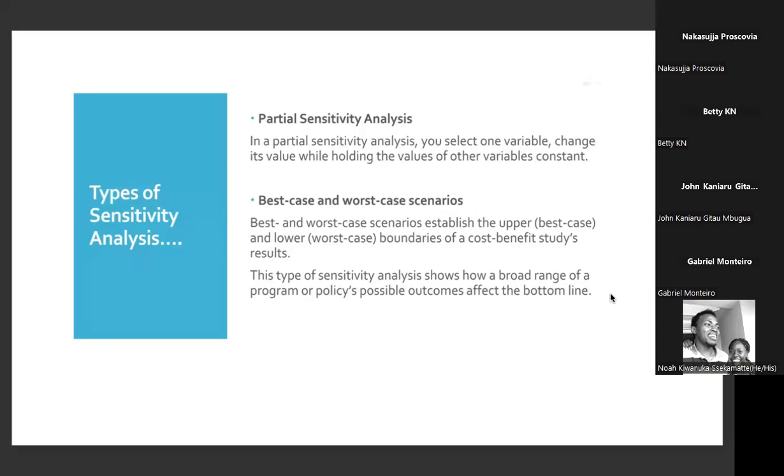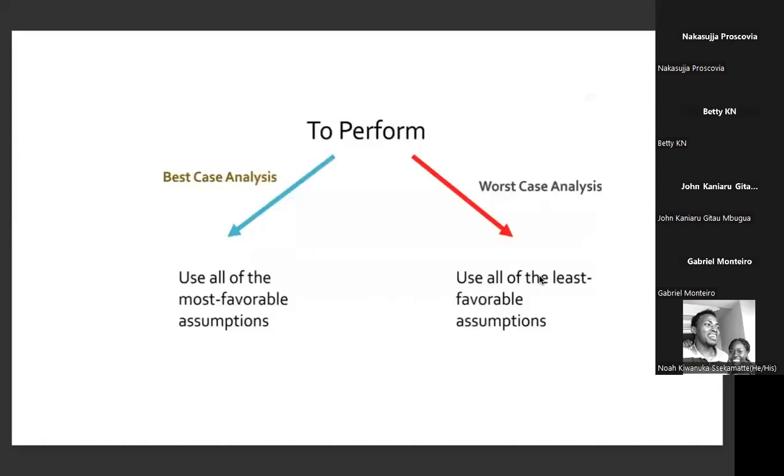This type of sensitivity analysis shows how a broad range of a program's or policy's possible outcomes affect the bottom line. You can have different sets of parameters that give you different outputs of different magnitudes. Then you choose which parameter works best for that particular scenario. Finally, to perform best case analysis, you use all the most favorable assumptions. For the worst case analysis, use all of the least favorable assumptions.